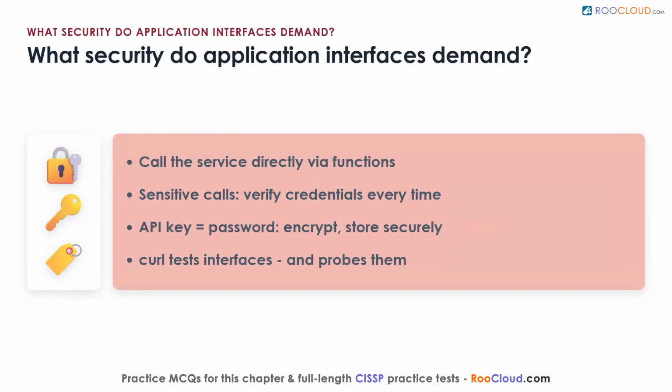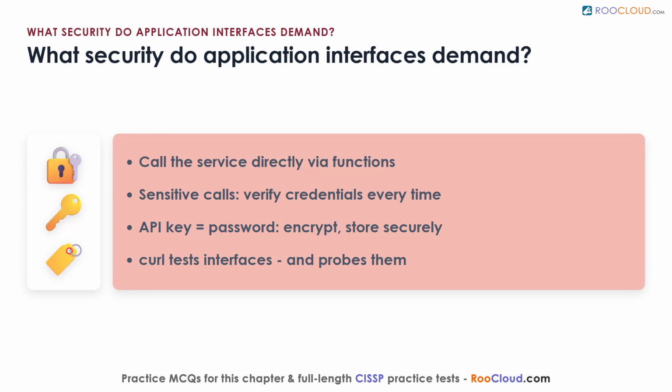What security do application interfaces demand? Modern web applications constantly talk to other services, and application programming interfaces let developers skip the web page and call the underlying service directly through defined functions. That power carries risk. So the first question is authentication. Some interfaces, like a public weather lookup, need none.